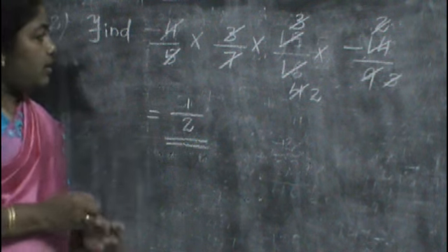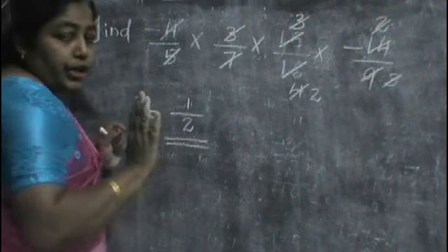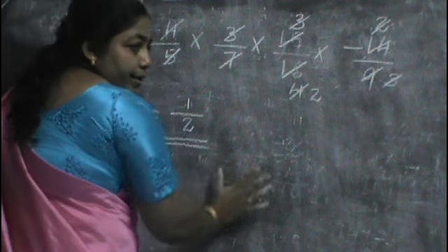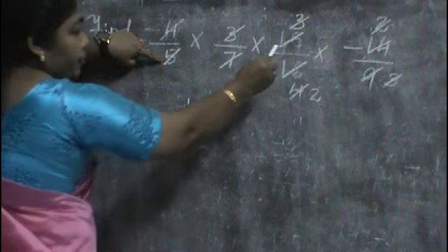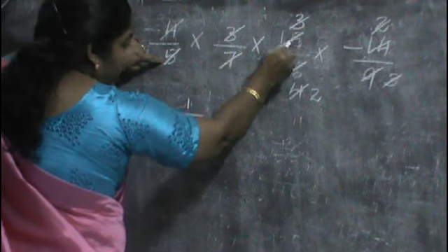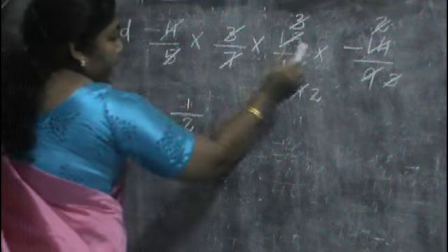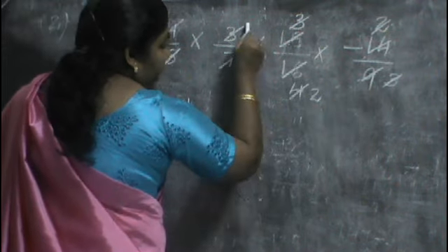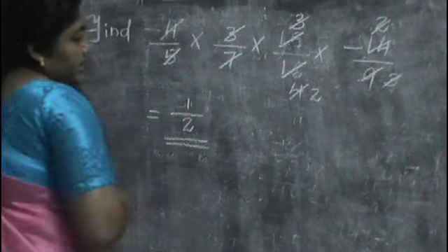Clear? Once more I will explain. No need to find the LCM in multiplication. You just cancel and write the answer in the lowest form. Here 5 and 15 we can cancel. 15 is 3 into 5. So we can cancel by 5 and write here 3. Now we can cancel 9 and 3. 3 3s are 9. So we can cancel like this and write here 3. This 3 and this 3 we can cancel.